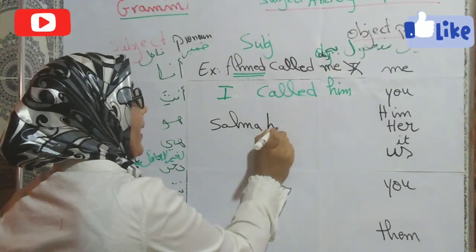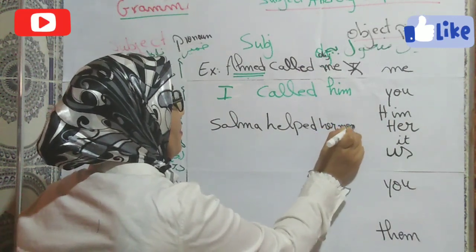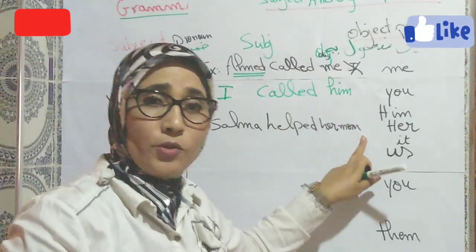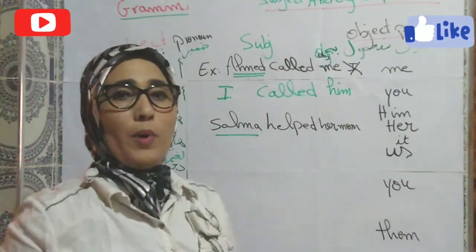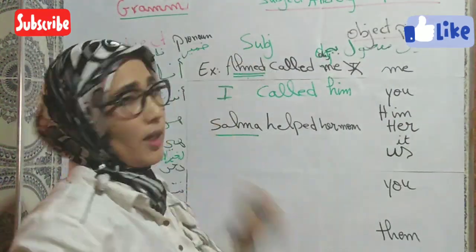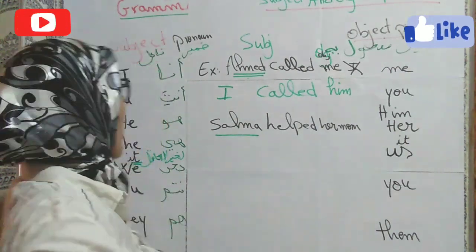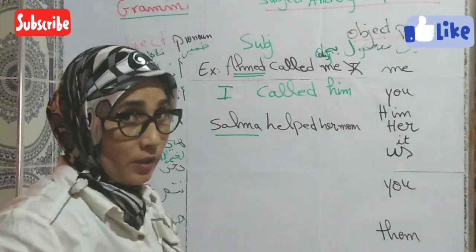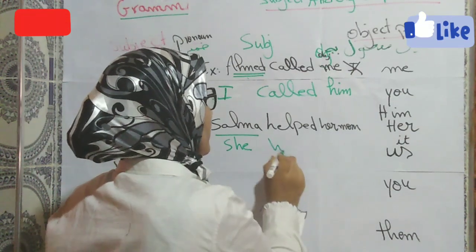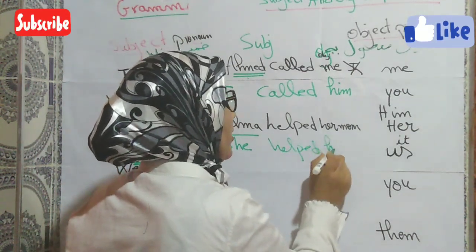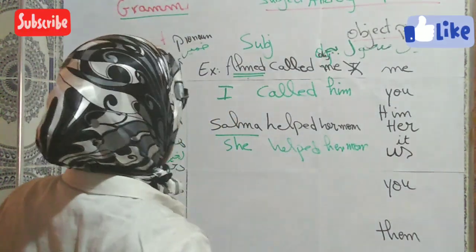Selma helped her mom. Selma helped her mom. We want to change now Selma by a pronoun. So Selma is what? It's a subject. We want to change Selma with a pronoun or subject pronoun. Which pronoun we have to choose? We choose she for the girl. So she helped her mom. Okay? So we move to another example.